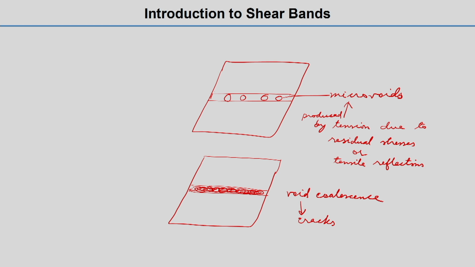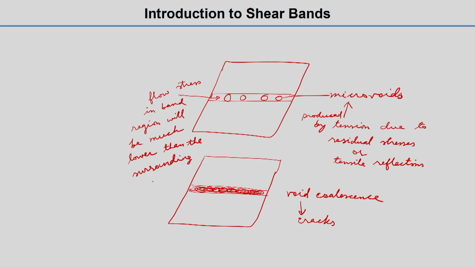We should understand the flow stress of the material, that means the stress at which the material will deform plastically. The flow stress in the band, that means the shear band region, will be lower, or rather we should say much lower than the surrounding material. The diameter of the voids is very close to the thickness of the bands, in the order of, as I told you, maybe tens of micrometers. You can see in the book the real micrographs from electron microscopes.